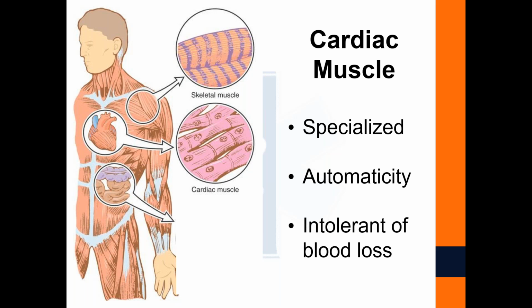This cardiac muscle is special, and it's also a bit needy. The heart muscle itself cannot tolerate lack of oxygenated blood supply, period. Even for a very short period of time, if the heart muscle does not get what it wants, which is an adequate supply of oxygen and glucose, those muscles begin to die almost right away. They are completely intolerant of blood loss.